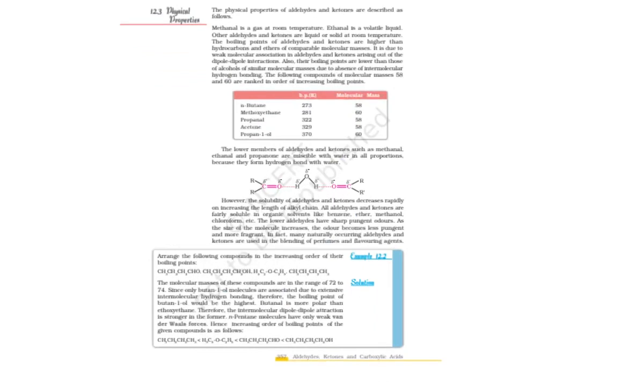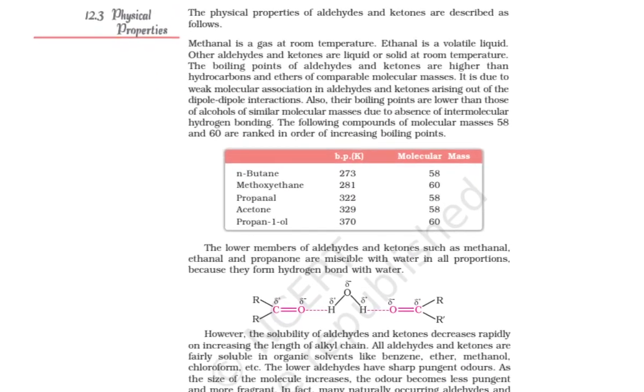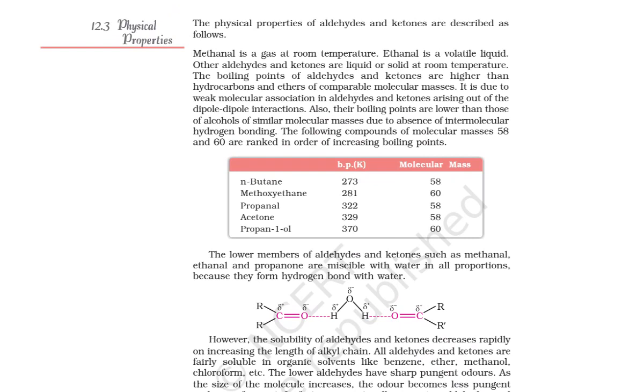So look here, this is physical properties, right? Okay, so physical properties of aldehyde and ketone are described as follows. Methanal is a gas at room temperature, ethanal is a volatile liquid, other aldehydes and ketones are liquid or solid at room temperature. The boiling points of aldehydes and ketones are higher than those of hydrocarbons and ethers of comparable molecular mass. It is due to weak molecular association in aldehydes and ketones arising out of dipole-dipole interaction. Also their boiling points are lower than those of alcohols of similar molecular mass due to absence of intermolecular hydrogen bonding.